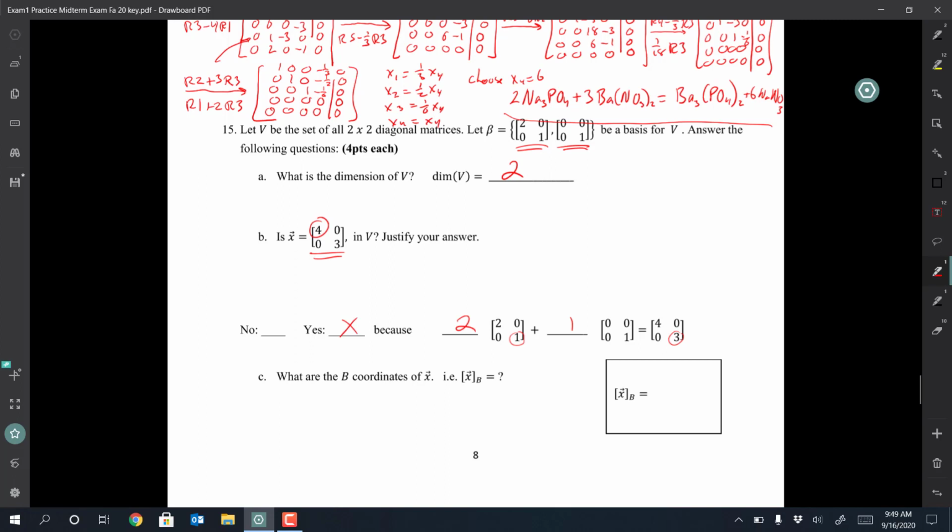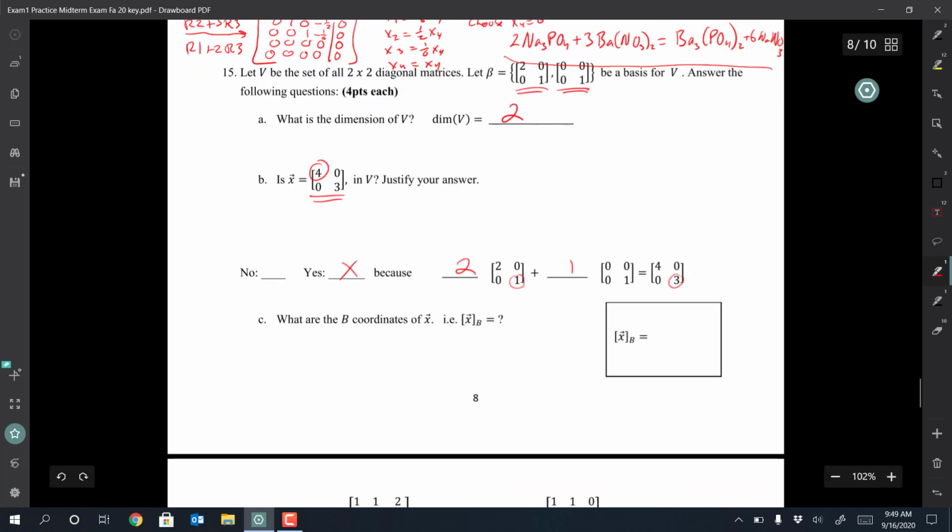And then it says, what are the coordinates of that vector? The coordinates are the number of each basis vector we need to build x. So in this case, I would represent that as the vector 2, 1. Those would be the coordinates of this vector according to this basis.